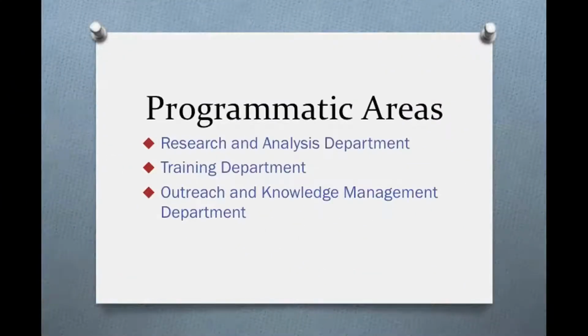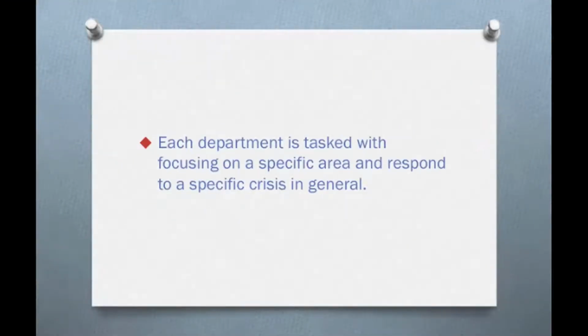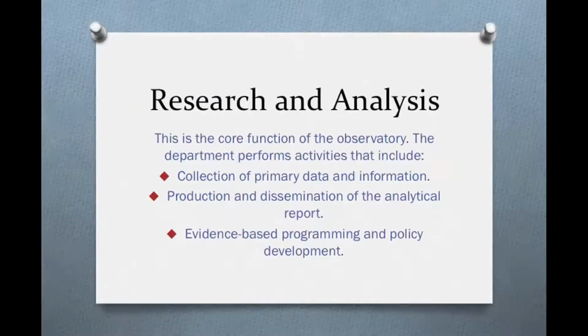Currently, the observatory has three programmatic areas to respond to this crisis we have described, or rather three departments: the research and analysis department, the training department, and the outreach and knowledge management department. Each department is responsible for focusing on a specific area and responding to a specific aspect of the crisis. Research and analysis is the core function of the observatory and performs activities that include collection of primary data and information, production and dissemination of analytical reports, and evidence-based programming and policy development, including district conflict and security assessment, for example.